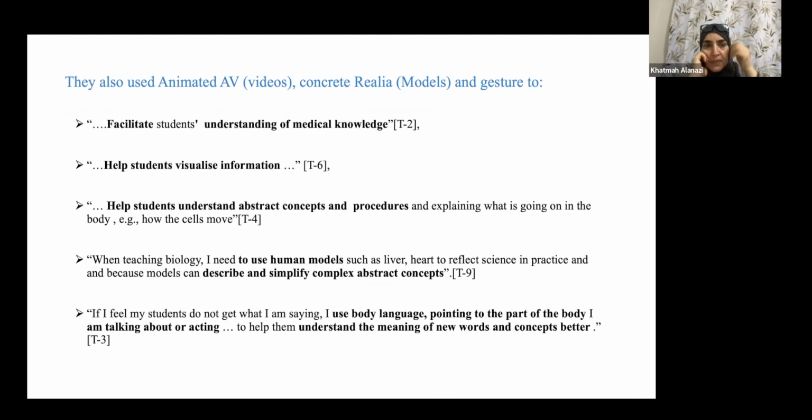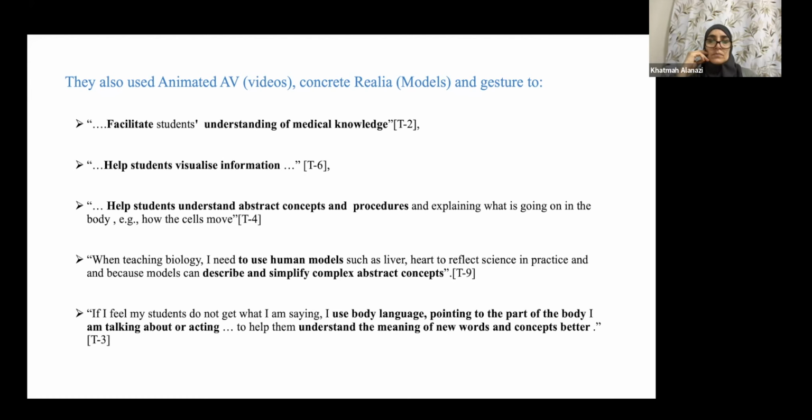The reasons for using these resources were clearly clarified in the interview, where the teachers indicated that they use these resources to facilitate student understanding of medical knowledge, to help students visualize information and understand abstract concepts and procedures. When they were asked about using human models when teaching, they indicated that the use of these models helps them to describe and simplify abstract, complex concepts.